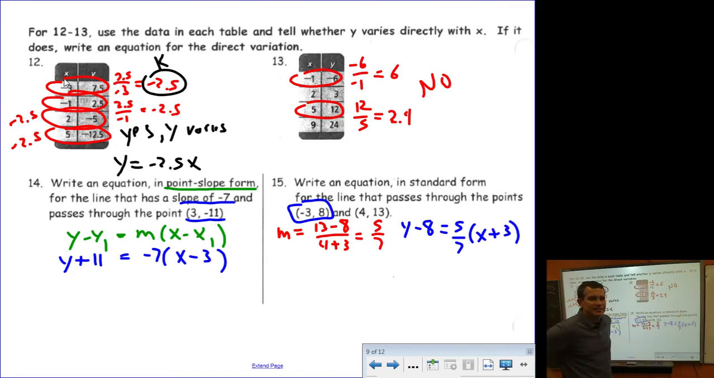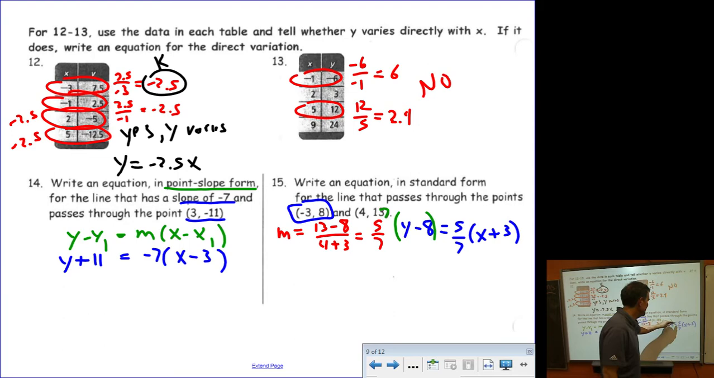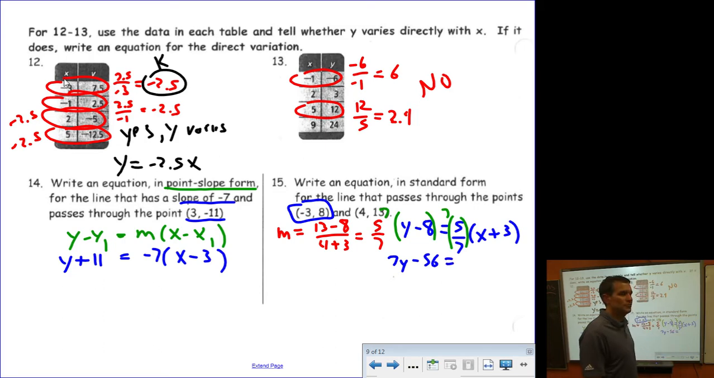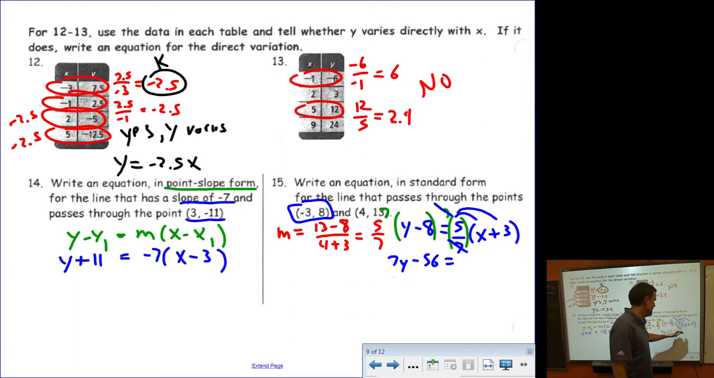All right, to change this into standard form, the first thing I'm going to do is multiply both sides by the common denominator, 7, to clear out the fractions because standard form does not have any fractions. So over here I get 7y minus 56. On the right side, 7 times 5/7 cancels out the 7, and I get 5x plus 15.